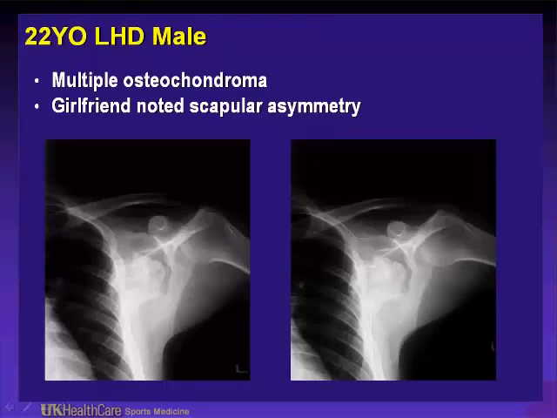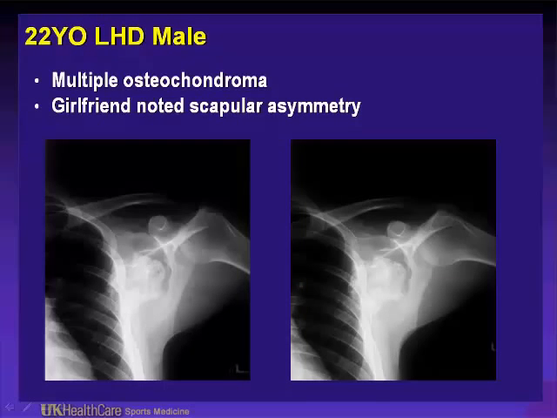This is a 22-year-old whose girlfriend noticed that he had some asymmetry of his scapula. He had a history of multiple osteochondromas. Didn't really know that he had one in the scapula.